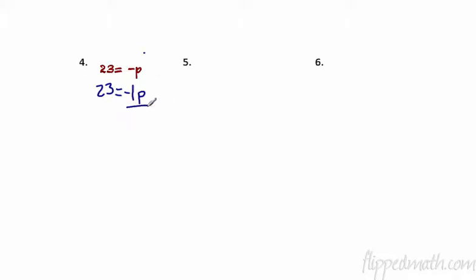We're going to use division. We're going to divide by negative 1. And that's going to give us negative 23 equals p. And we're all done with that one. That is awesome. We're done. Now, you could also multiply by negative 1 on both sides. You're going to get the same answer there.